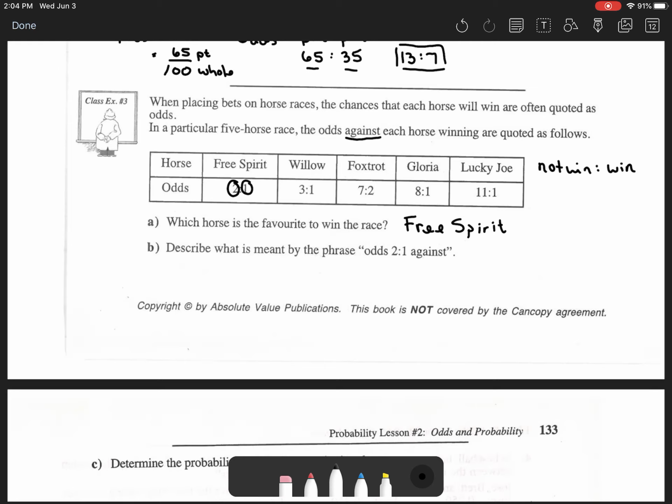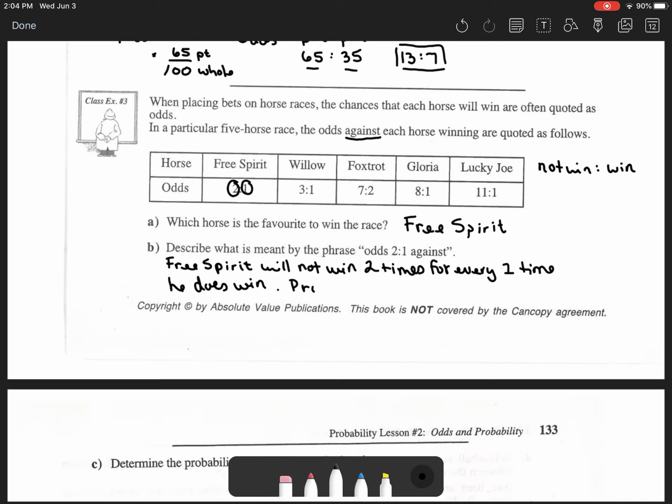So describe what is meant by the phrase odds 2-to-1 against. Well, in this case, that's Free Spirit, right? So that's the horse that they are talking about here. Free Spirit will not win 2 times for every 1 time he does win. Okay, and that's what that 2-to-1 means in this case, because it's odds against. So that's what we have here, okay?